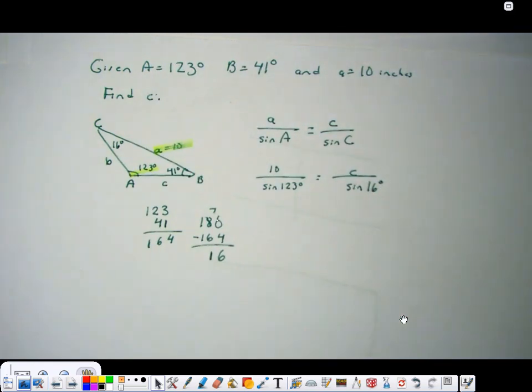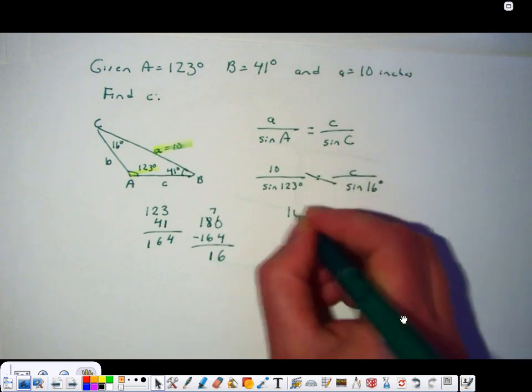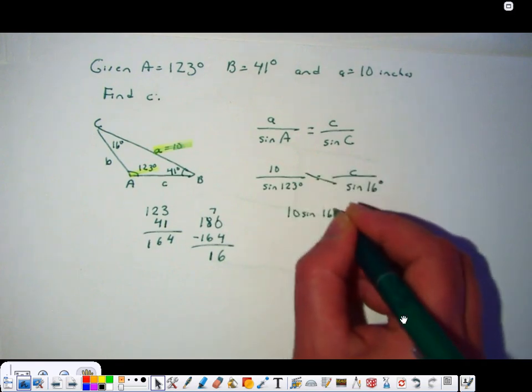Okay. And all we have to do is solve this. We only have one unknown. And since this is a proportion, we can just cross multiply. So I'm going to go this way and say 10. What's that?